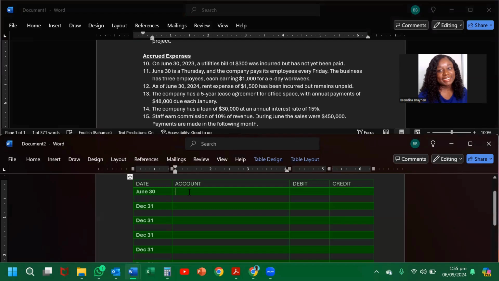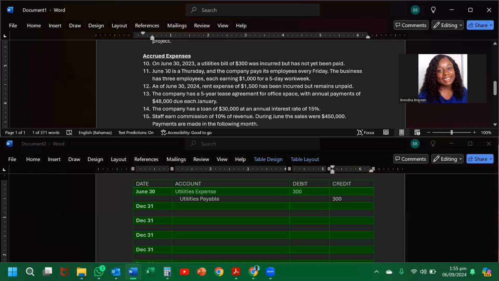And so as a result of that, I'm going to debit the expense account. So utilities expense is going to be debited for $300. And we have utilities payable, or in this case, you can use accounts payable. That's fine as well. Once it's a payable account, credit it for $300. And that's it. Debit the expense, credit the liability. Let's look at the second one.